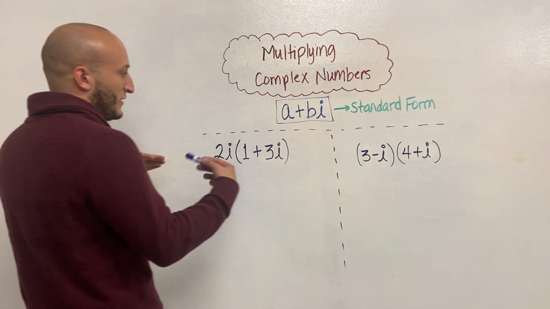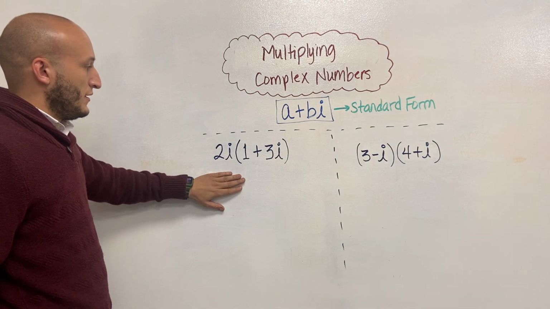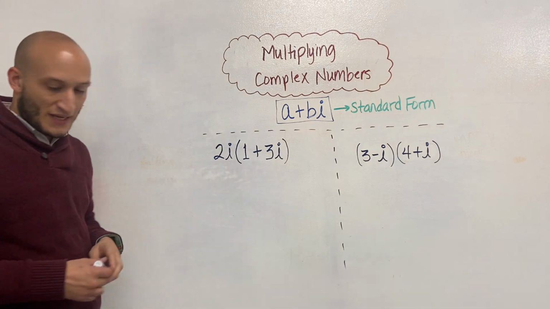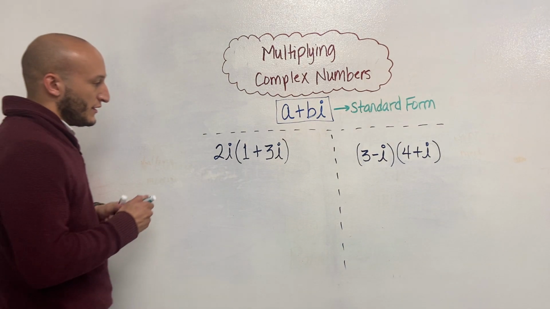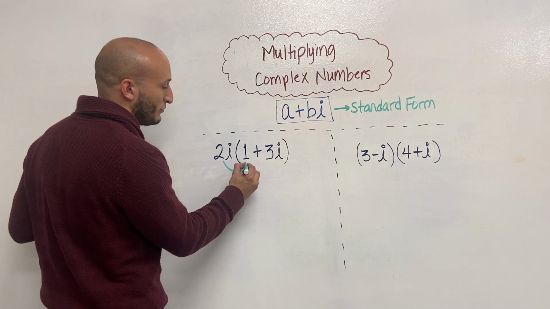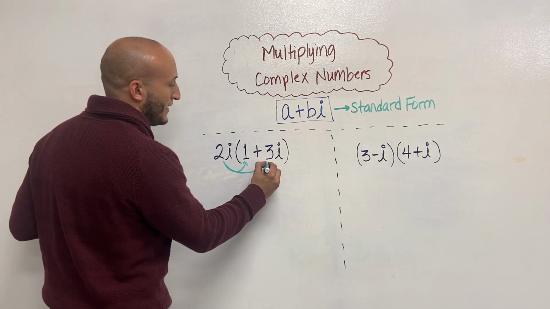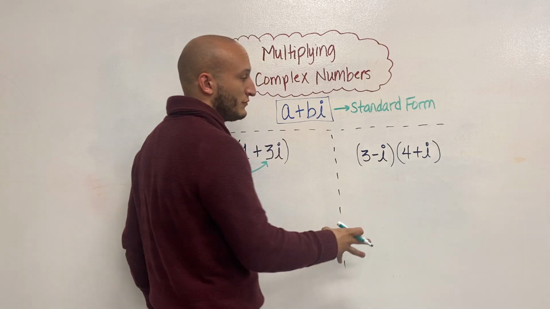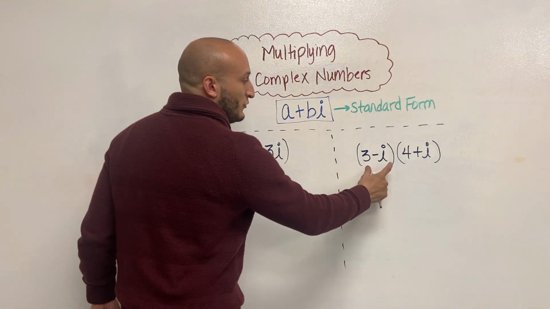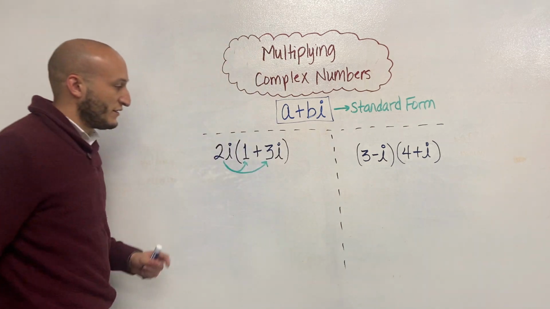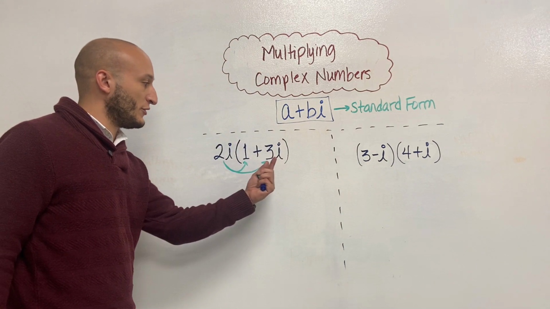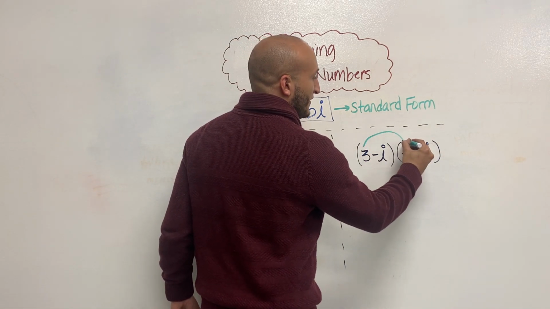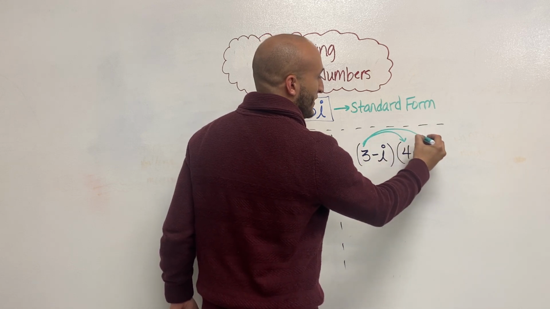Okay, so let's first take a look at this one. This one, I have 2i times a binomial. So that means I have to distribute there. So 2i is going to be multiplied to the first term and the second term. If you take a look at this example, this is where we FOIL. That means I have two terms being multiplied to two terms. Here I have one term being multiplied to two terms. So that's distribution. And here, like someone said, everybody gets a hug.